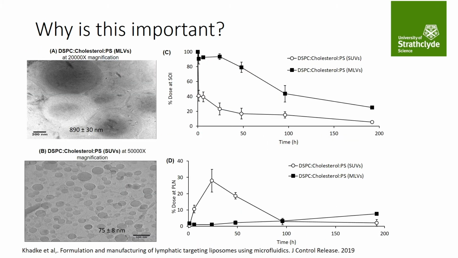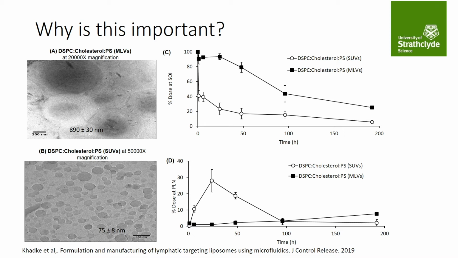And in this figure, we can really show the importance of size in terms of how we want to distribute our formulation. As we can see, larger formulations are able to be maintained at the site of injection for far longer than smaller vesicles, which drain away far faster and are present in far greater quantities at the lymph nodes than larger formulations would be.